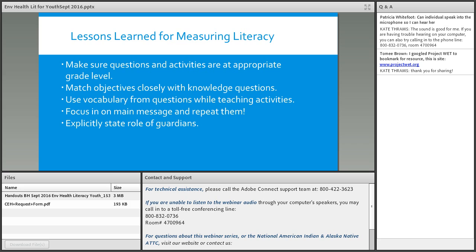Another thing that we learned, and especially was reiterated to us from the teachers, is that we really need to explicitly state the role of the guardians to the students, so they know, and talk about what it means to be a guardian and what that means to them. And so we realized in that first summer camp, we weren't really focusing on the students as agents of change. It was more just seeing how these questions worked and what kinds of activities we could do.